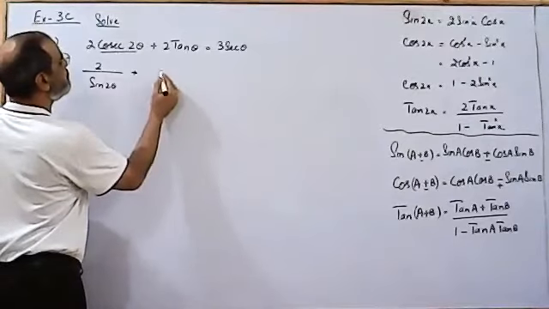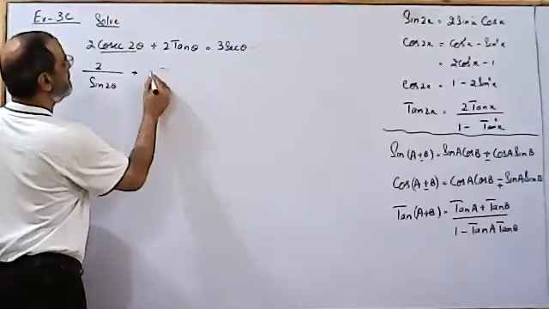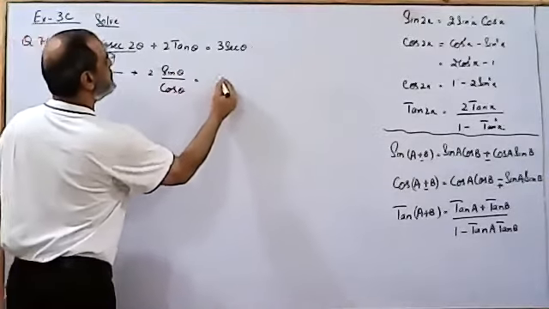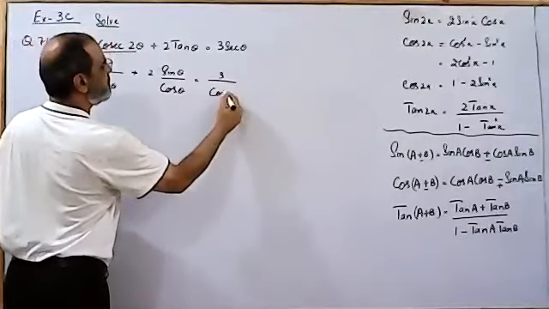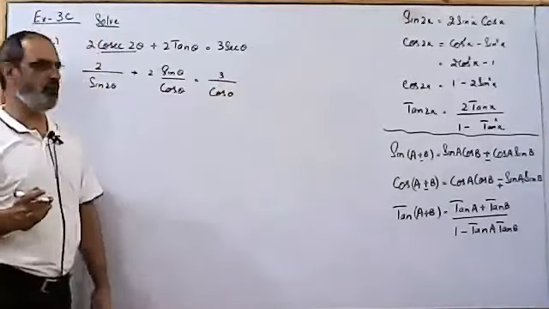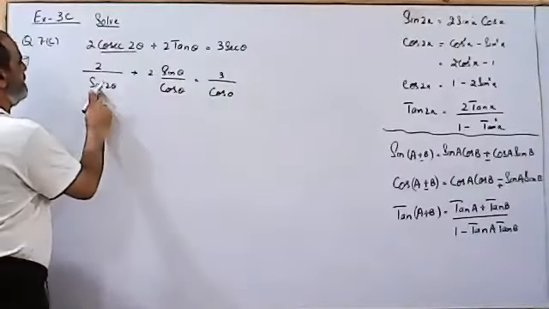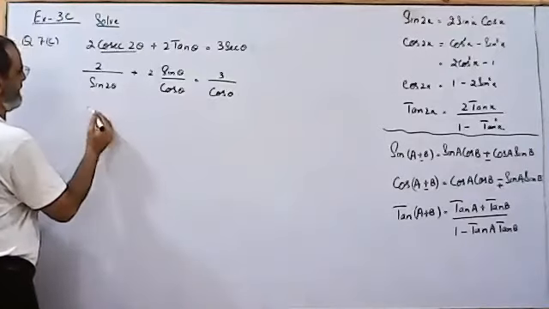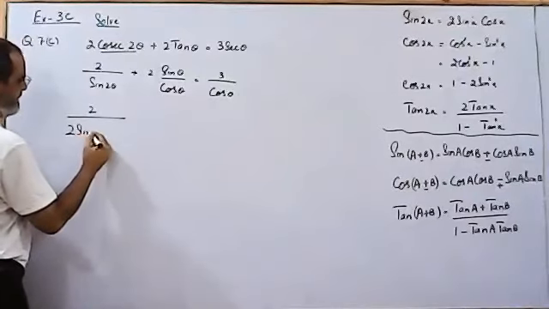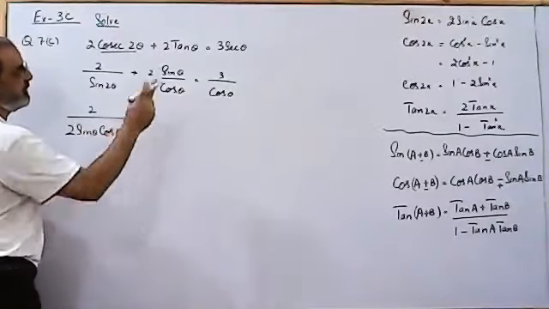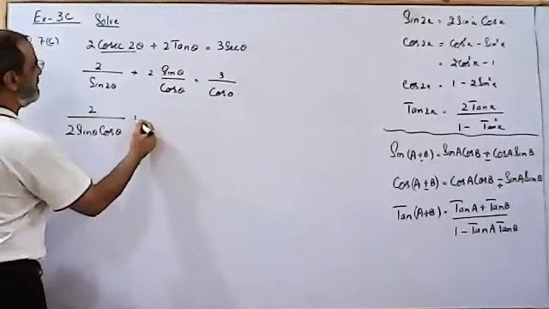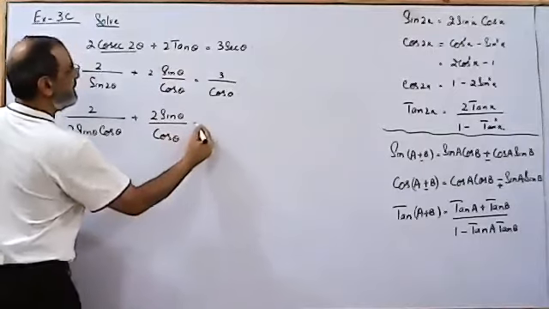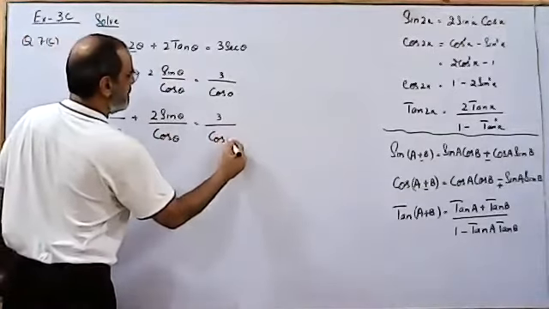Tan, I'm changing into sine theta over cos theta, is equal to secant, which is changed into 3 over cos theta. Secant is a reciprocal of cos. Sine 2 theta will be written as 2 sine theta cos theta using the double angle formula. So 2 sine theta over cos theta is equal to 3 over cos theta.